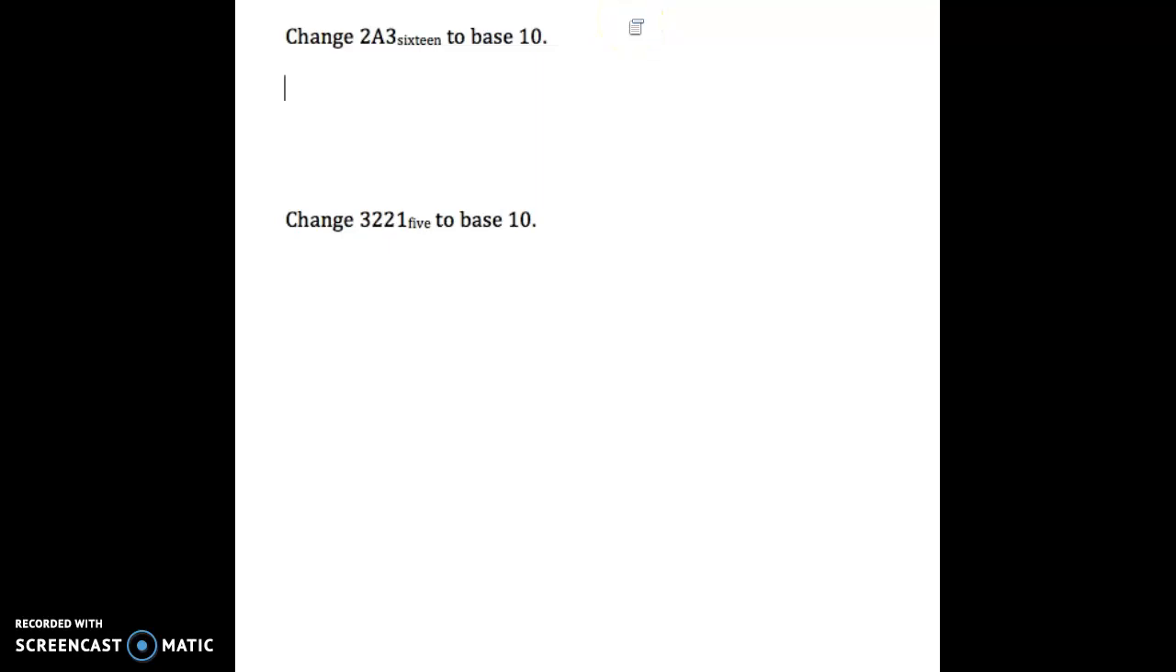When we have numbers that are written in other bases, it can be useful to change them into base 10, just to make them a little more accessible, a little more familiar, so we know exactly what the value is. For example, if I have the number 2A3 in base 16, I'm not really sure how much that is, so I want to change it to base 10.